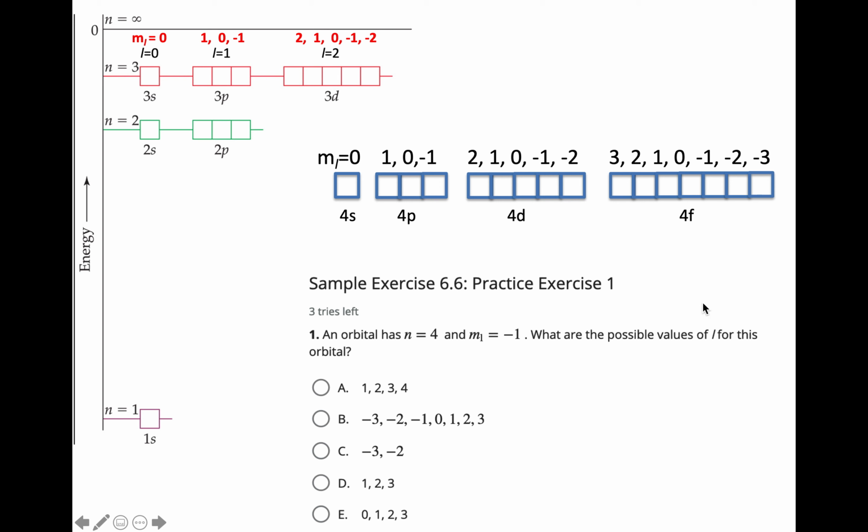So I've sketched out here what I think we have taking place when n equals 4: 4s, 4p, 4d, and 4f. If I highlight the ones that could possibly have m sub L equals minus 1, I see that for a p orbital, a d orbital, and an f orbital, those have L values of 1, 2, and 3.